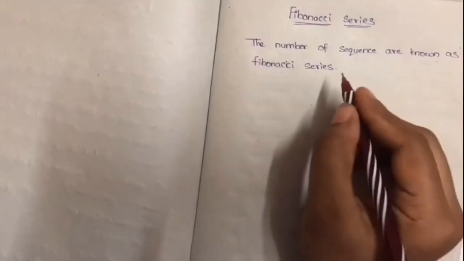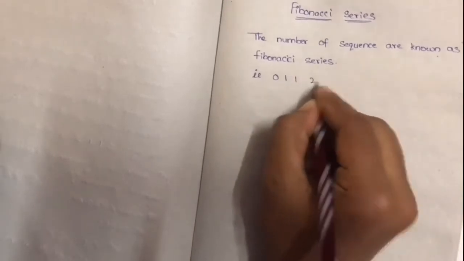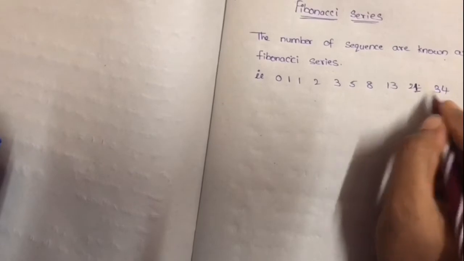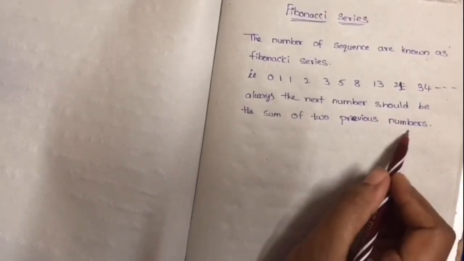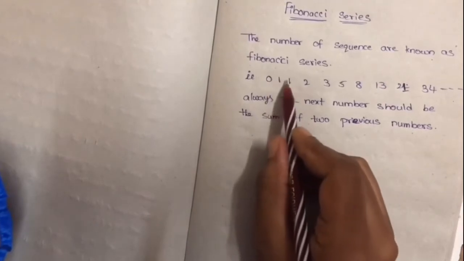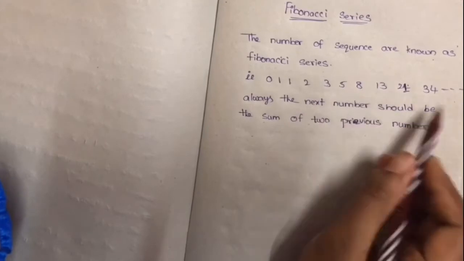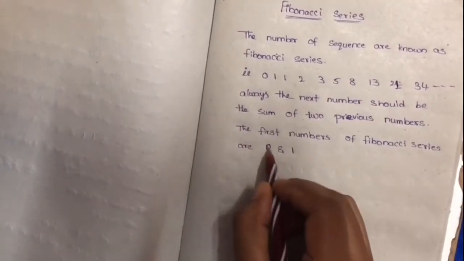Hi guys, today we are going to learn how to write a program without recursion and with recursion upon Fibonacci series. Okay. The number sequence known as the Fibonacci series is 0, 1, 1, 2, 3, 5, 8, 13, 21, 34. Always the next number should be the sum of two previous numbers, like 0 plus 1 equals 1, 1 plus 1 equals 2, 2 plus 1 equals 3, and so on. Okay. The first numbers of the Fibonacci series are 0 and 1.